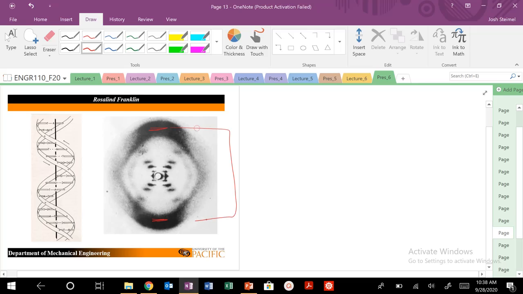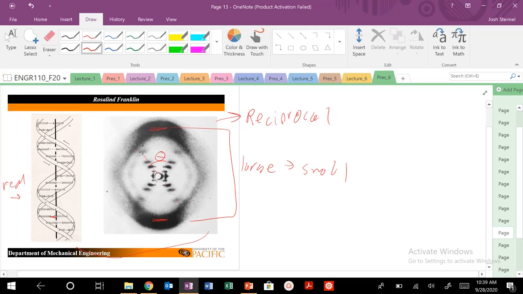So this large distance must correspond to a small distance in our real space structure. Remember, this is reciprocal space and this is real space. So large distances in reciprocal space mean small distances here. This could be the distance of the A to T or G. We also have these bands that are offset by this angle, which could correspond to the pitch.